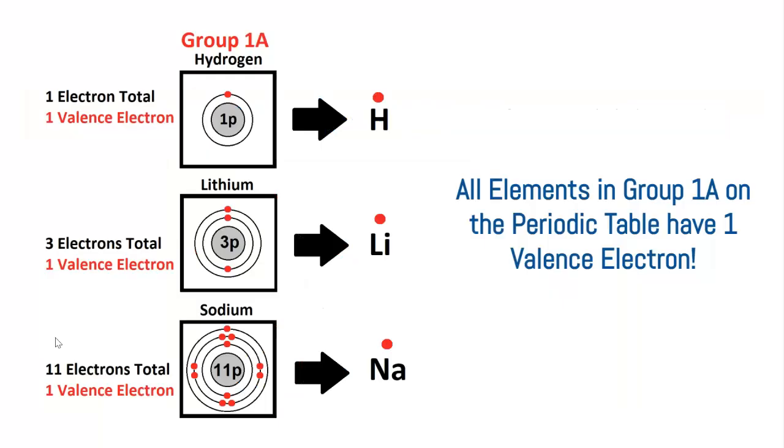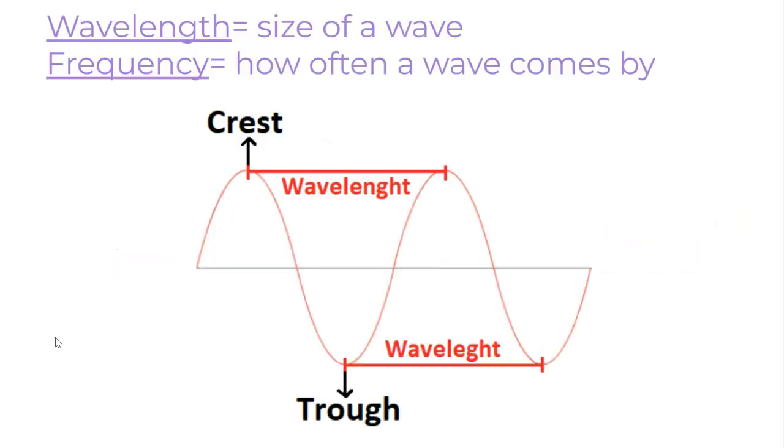All elements in the same group are going to have the same number of valence electrons. So all elements in group 1A, so that is hydrogen, lithium, and sodium, as well as the other elements in that column, are only going to have 1 valence electron drawn on their Lewis dot diagram. So they look very similar.